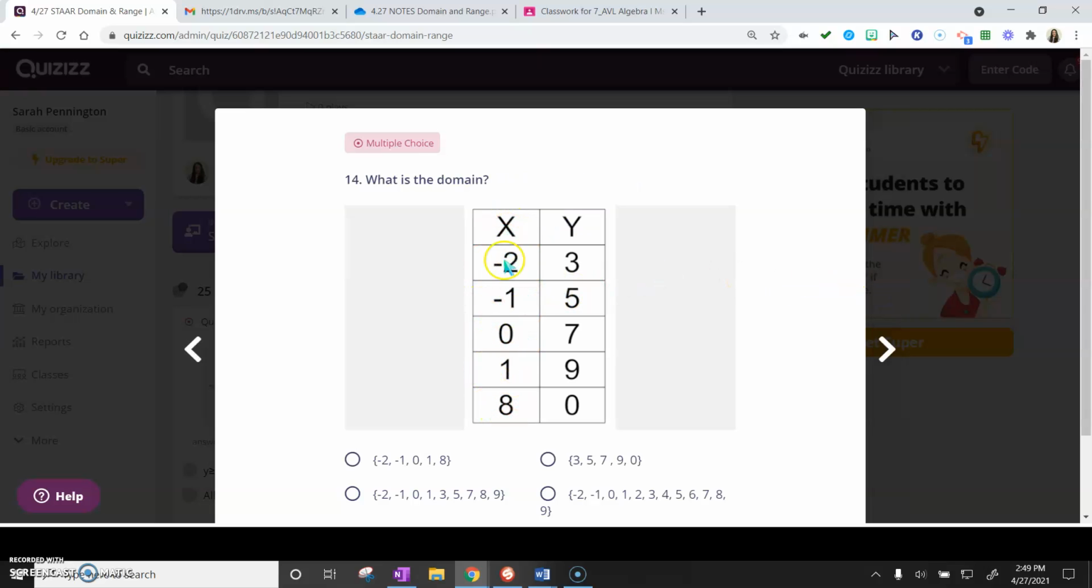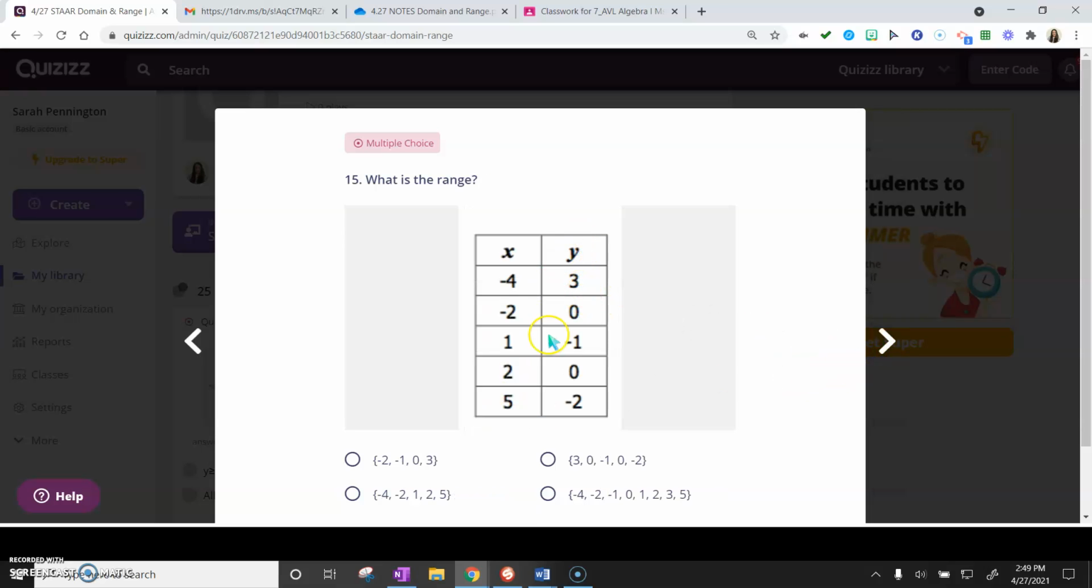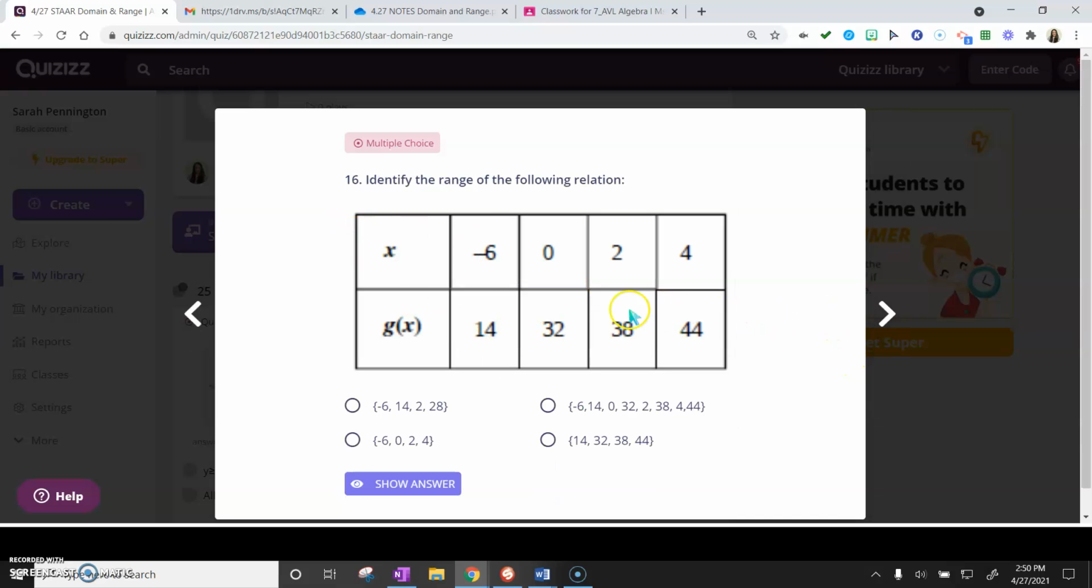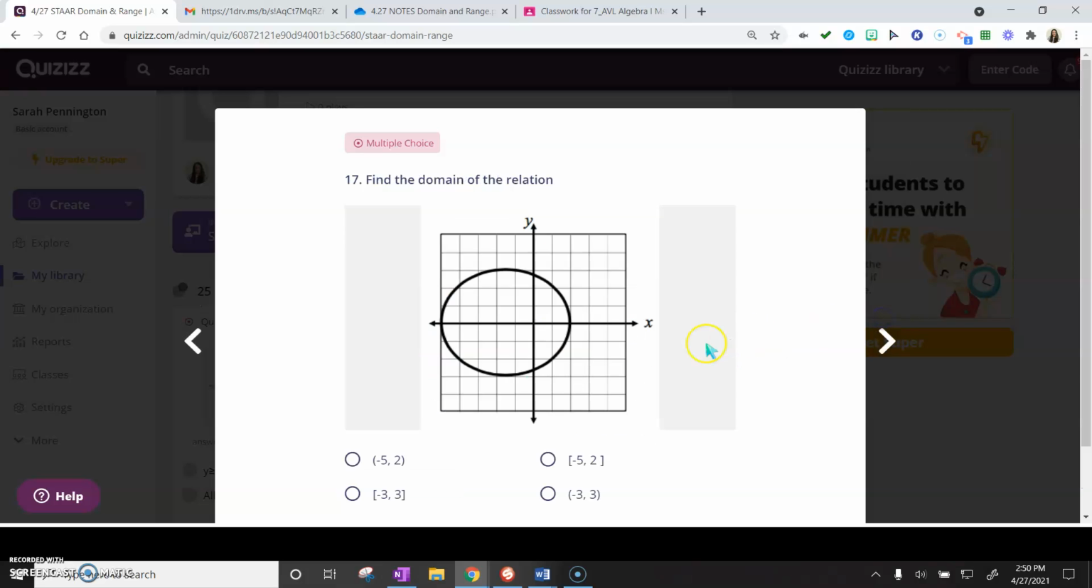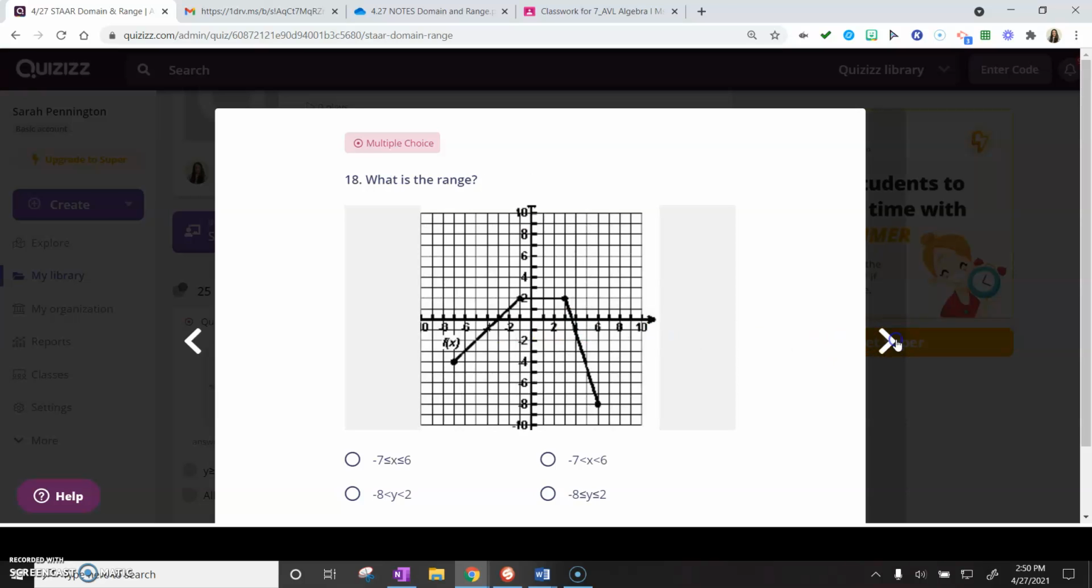Domain is my x value, -2, -1, 0, 1, 8. My range is my y values, also known as f of x or g of x. These are my range values. The domain for this circle is how far does it go left to right? Looks like -5 to +2.